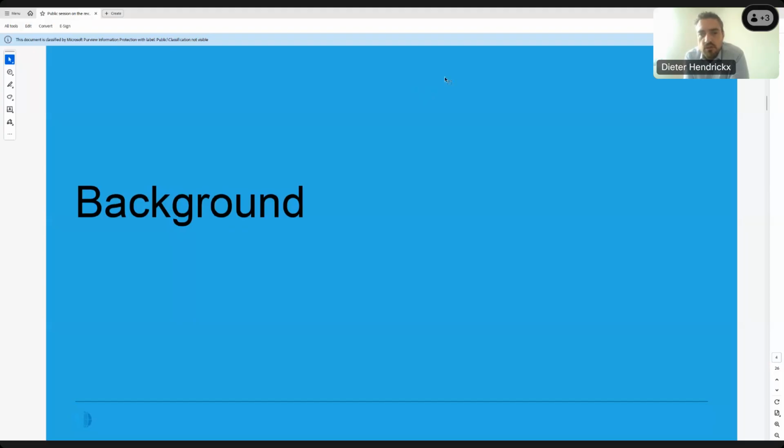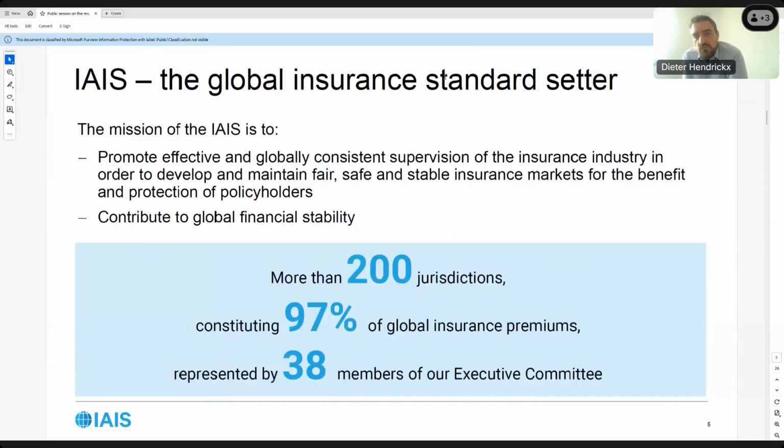So let's move to the first slide, where the only thing I would like to emphasize is that within the mission of IIS, next to promoting an effective and globally consistent supervision of the insurance industry, there is, of course, also what you see here under the second bullet point. An important part of the work at IIS is contributing to global financial stability, with a particular focus on the insurance sector. So we can move to the next slide.